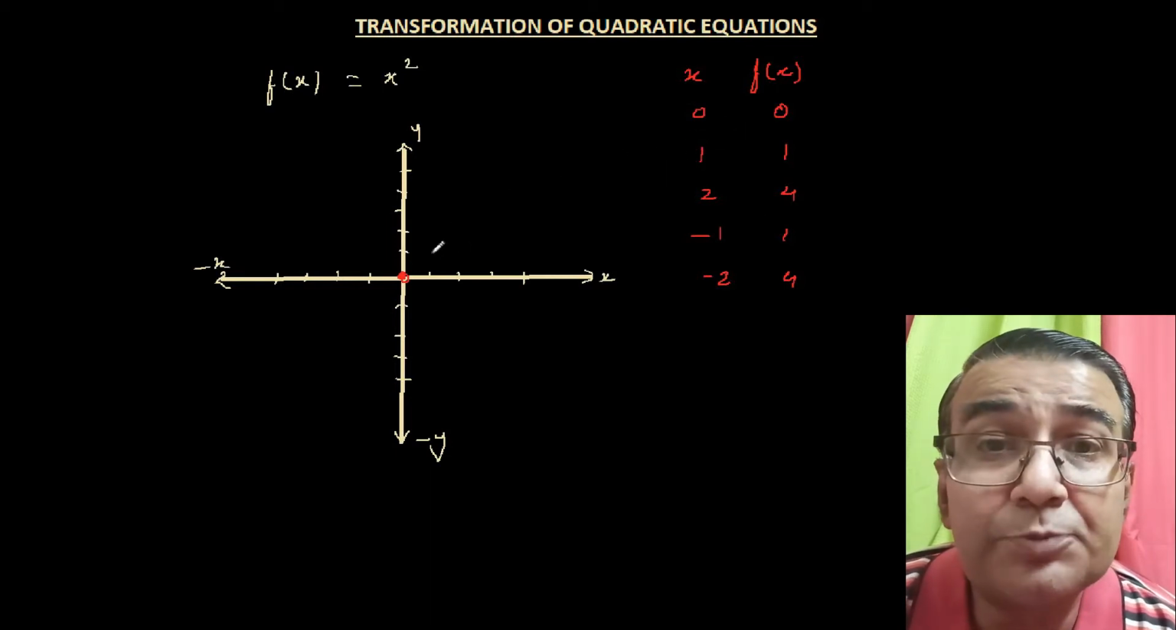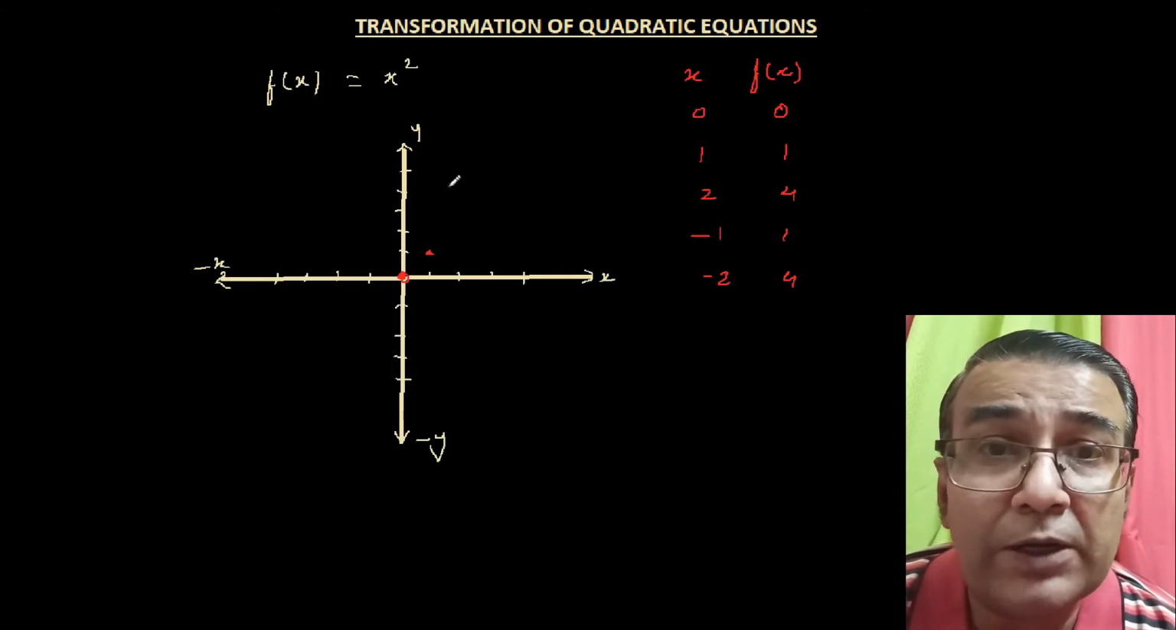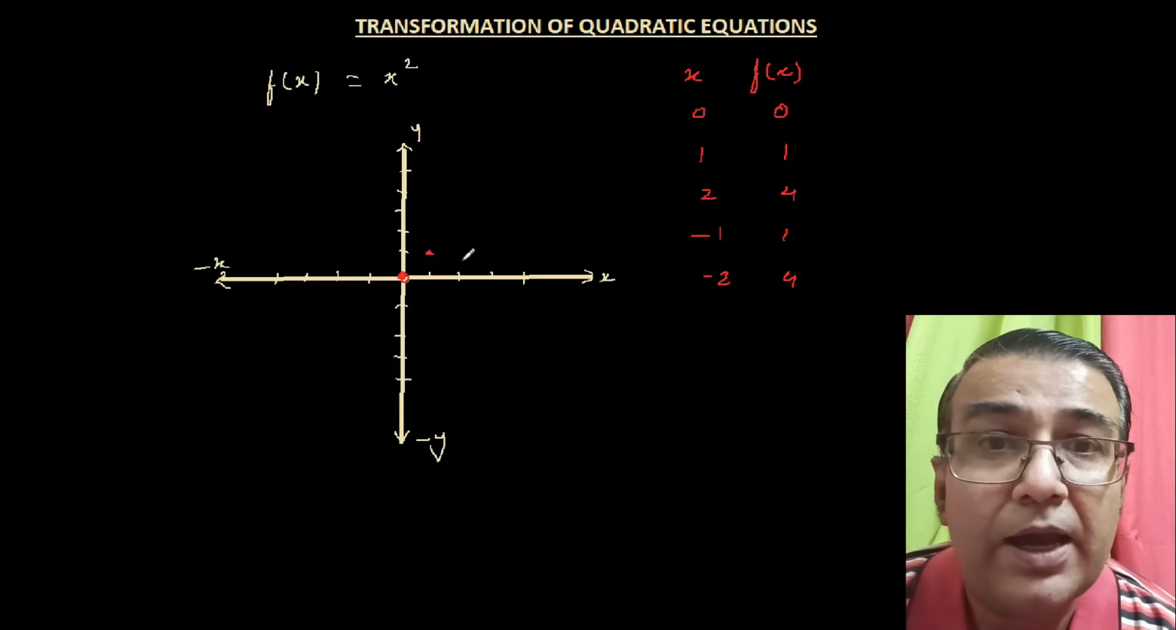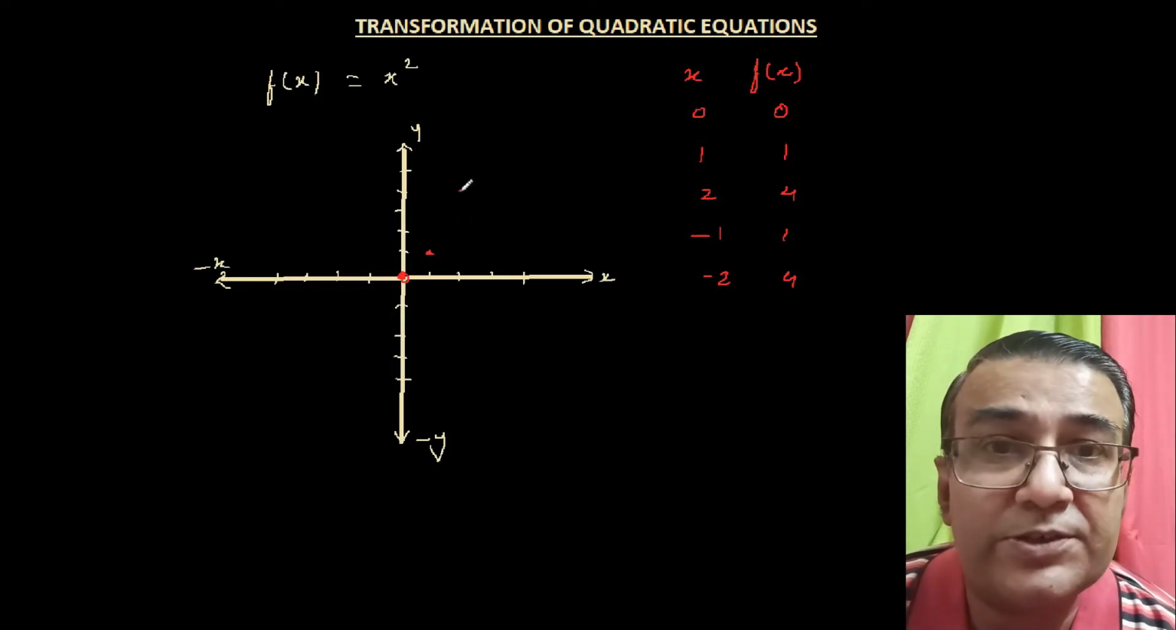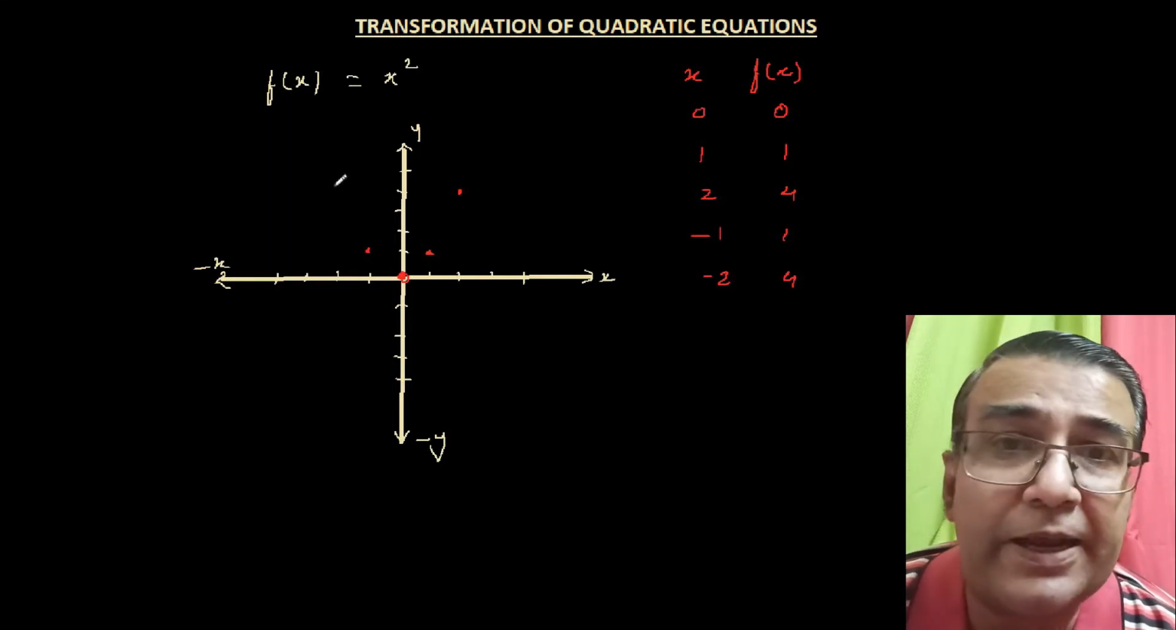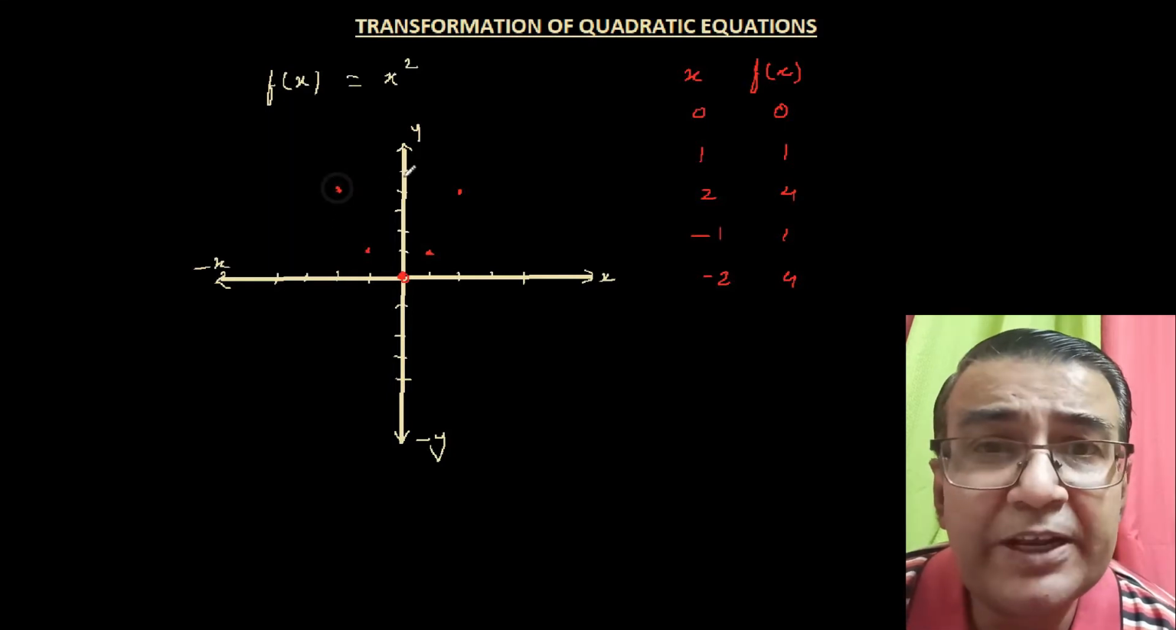And if we mark these points on the graph, I've got 0, 0, which is the origin, which is the point here. I've got 1, 1, which is here. I've got 2, 4, which is here. I've got negative 1, 1, so 1 unit to the left and 1 unit up, which is here. And negative 2, 4, so 2 units to the left and 4 units up. And when I join these points together, it looks like this.